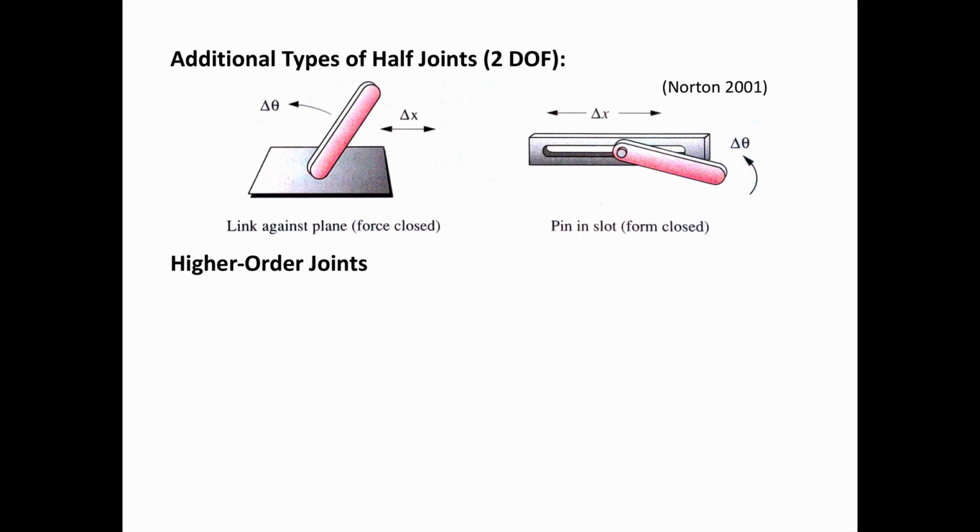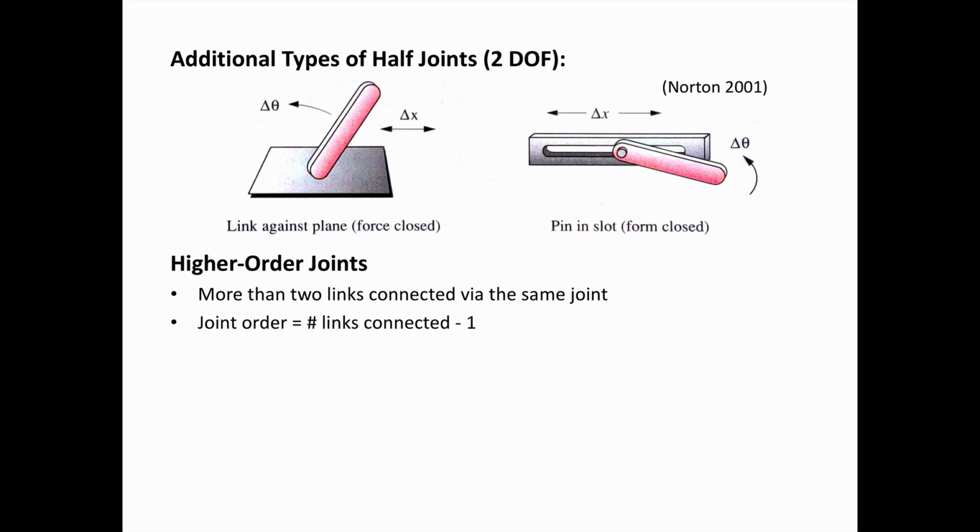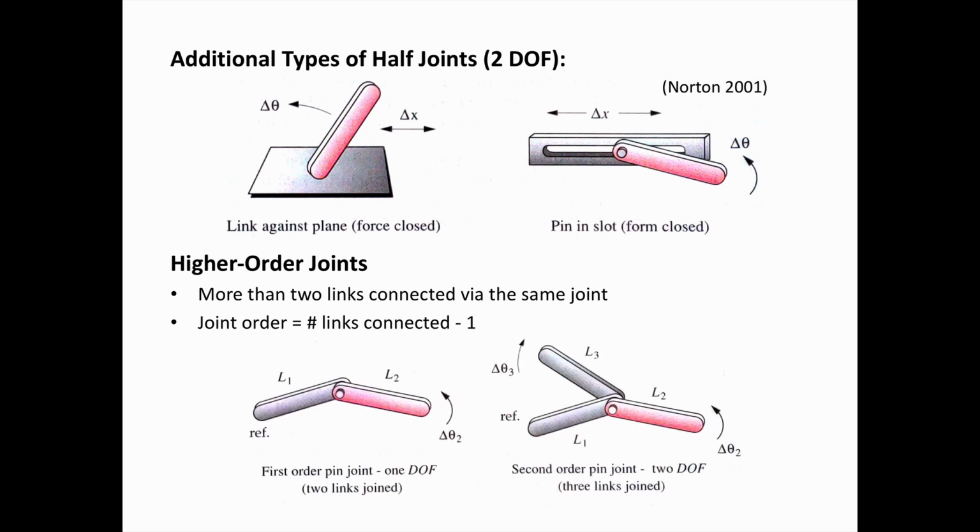Another thing to be aware of are higher order joints. This is where we have more than 2 links connected using the same joint. The order of a joint is the number of links connected minus 1. So in these previous examples, we had 2 links connected. So 2 minus 1 is 1. So those were first order joints. Here we can see an example of a second order pin joint on the right. We have 3 links connected at the same joint.